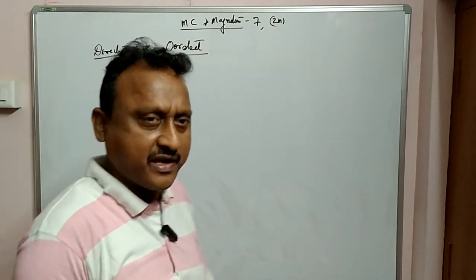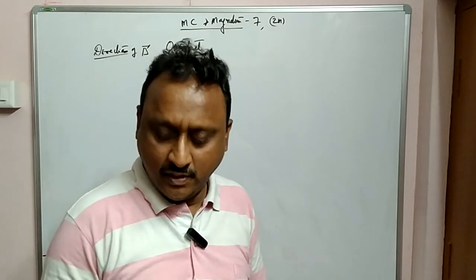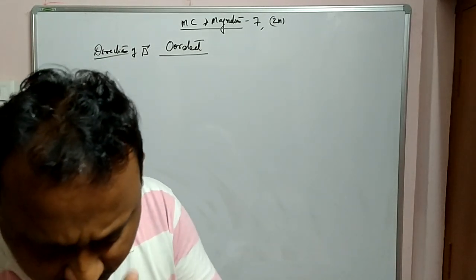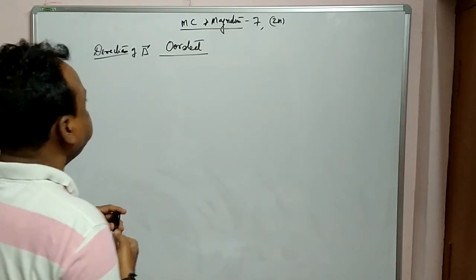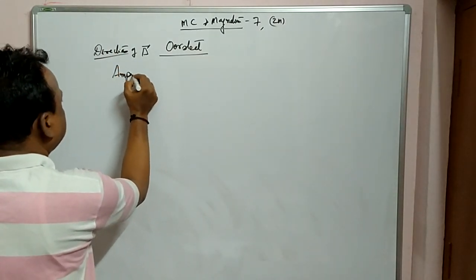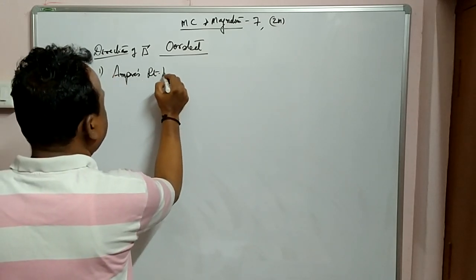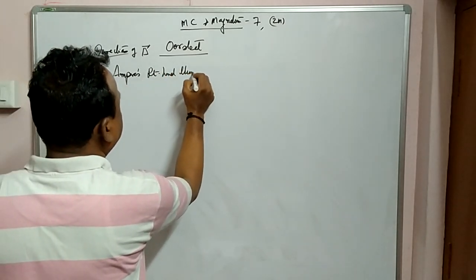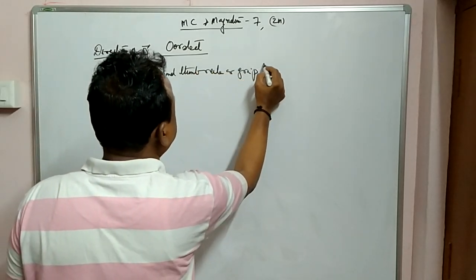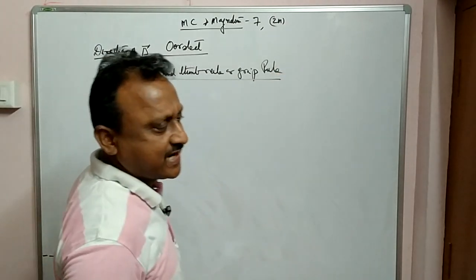In our syllabus there are some important points, and those are there in the syllabus only. We will be dealing with them today. First of all we will deal with Ampere's right hand thumb rule, or grip rule. This is given by the scientist Ampere.